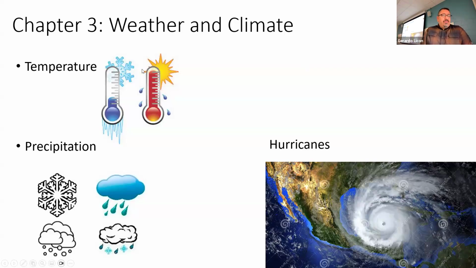Two most important factors that determine weather and climate are temperature and precipitation. So how hot or cold it is, and how much moisture there is in the air, whether it's in the form of rain or snow or somewhere in between. And then at the end, the chapter also specifically focuses on hurricanes.